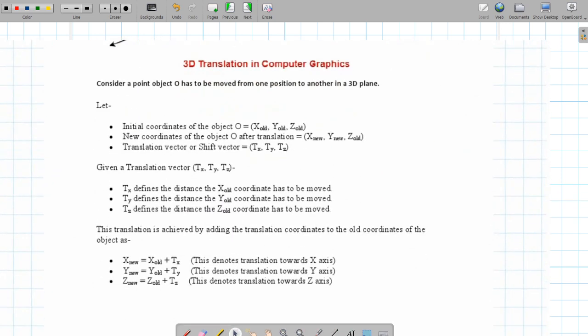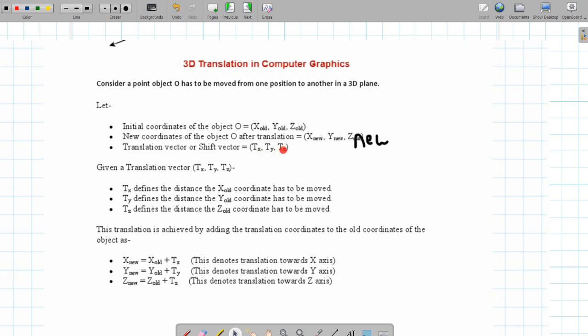Here's the statement. Just have a final look. Consider a point object O that has to be moved from one position to another in a 3D plane. Initial coordinates of the object O were x old, y old, z old, as we have discussed. New coordinates of the object O after translation go like x new, y new, z. Oh, here I have a mistake. It should be z new. Then translation vector or shift vector is tx, ty, and tz.